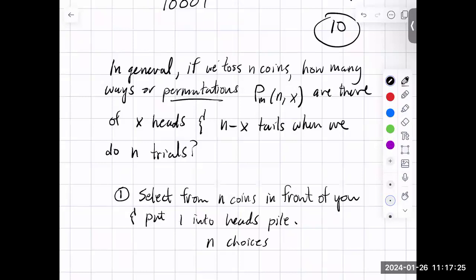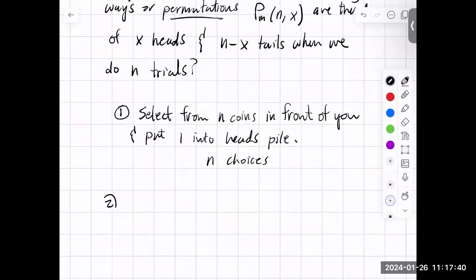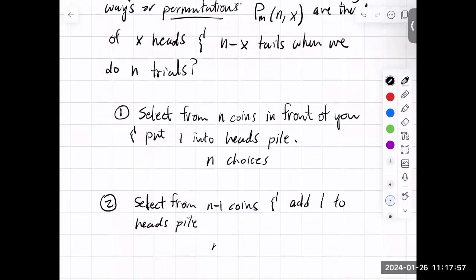All right, and then in step two we're going to select a second coin. We're going to have N minus one left to choose from, and we're going to put that in the heads pile. Okay, so step two is to select from the N minus one coins and add one to the heads pile. So there would be N minus one choices.